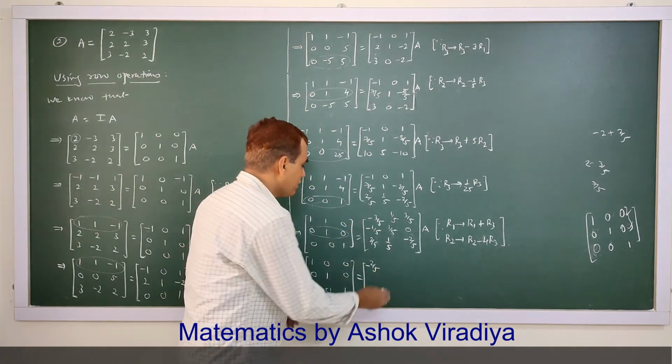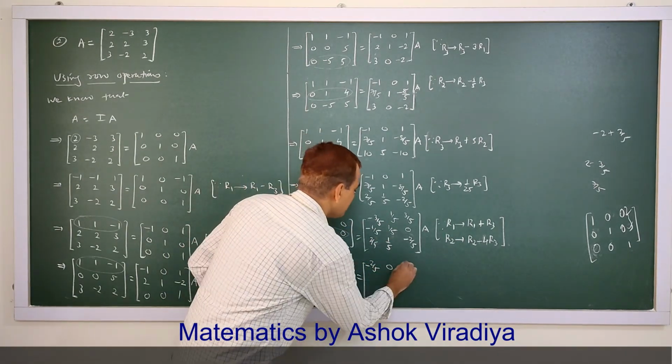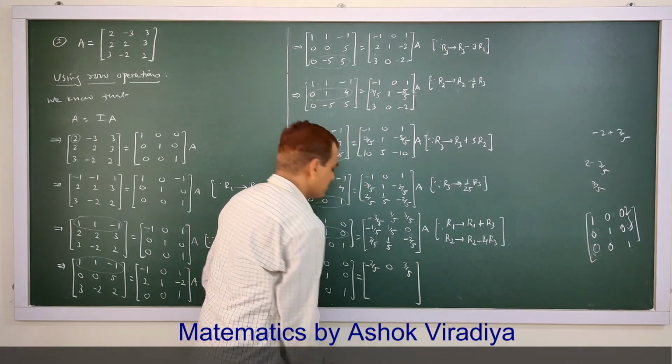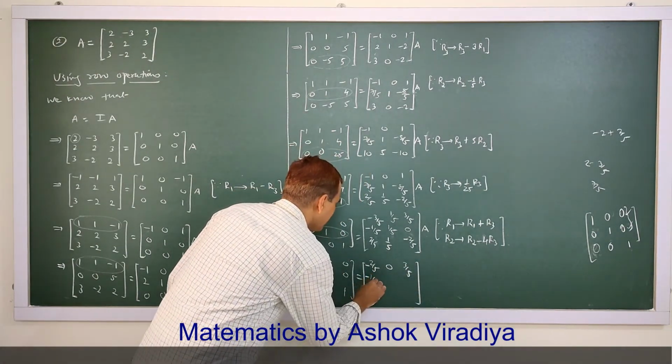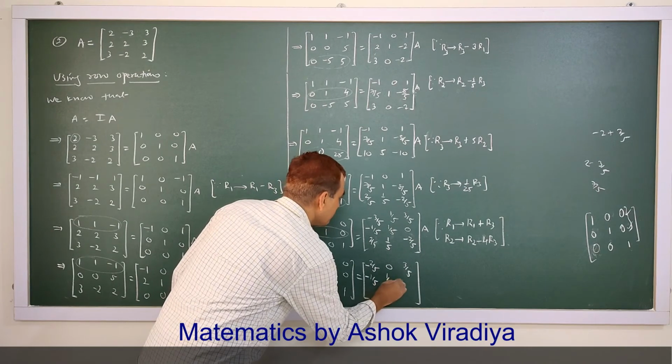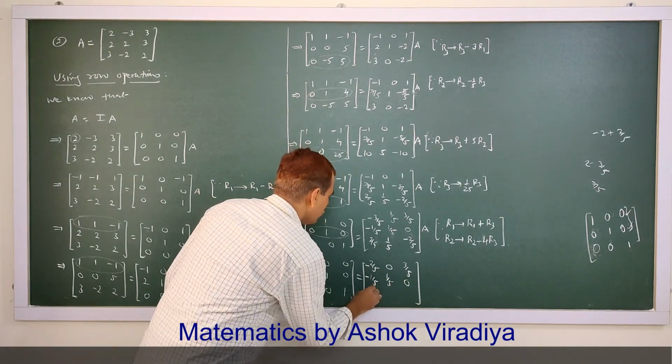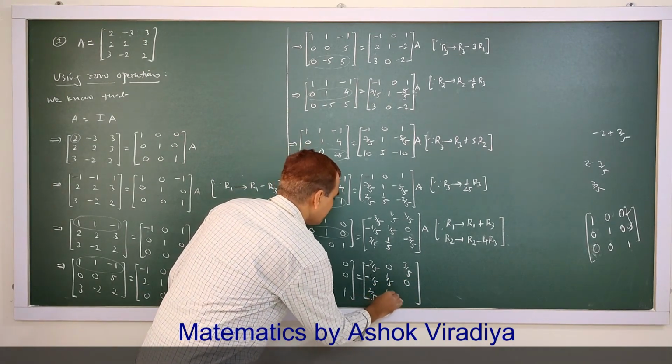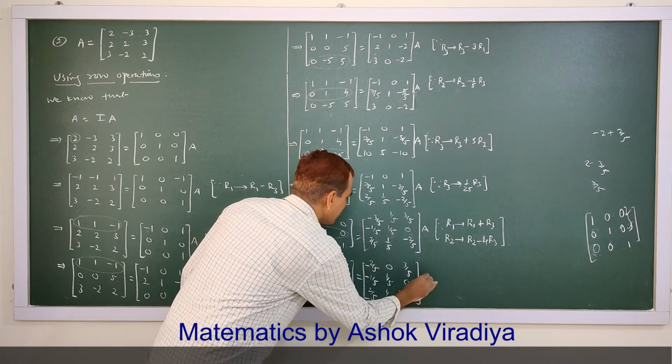1 by 5 minus 1 by 5, 0. 3 by 5. Minus 1 by 5. 1 by 5. 0. 2 by 5. 1 by 5. Minus 2 by 5 into A.